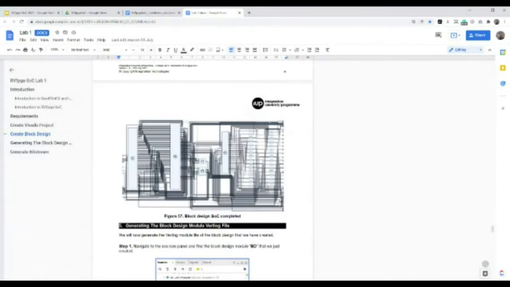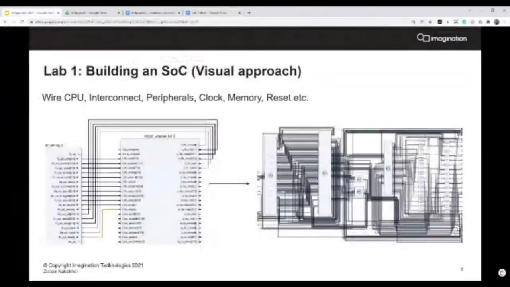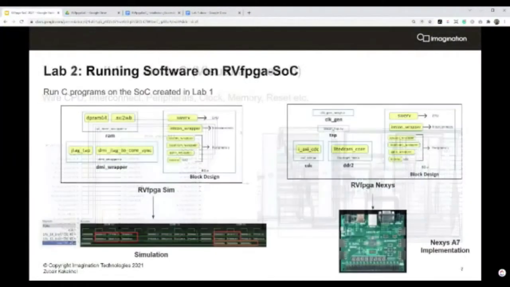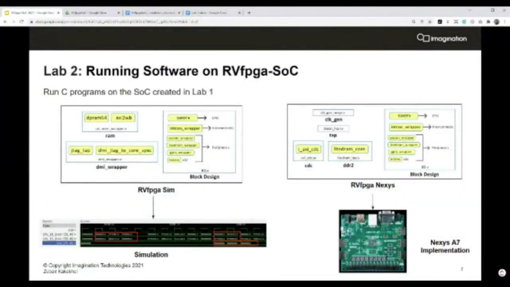So this is the final result. You start with just the core on the left and one wire at a time. After a few hours, you'll end up with a full block design SoC. It's done in a visual way so that the teaching aspect is easier and clearer. All right. So now to switch to lab two, the first lab was more around the hardware, RTL, the Verilog, and how we're trying to build the Verilog side of the system on chip.